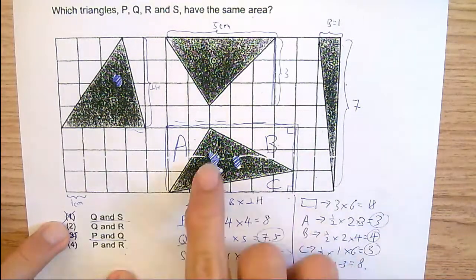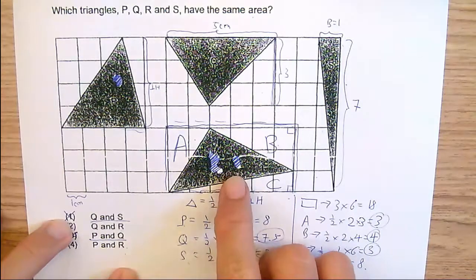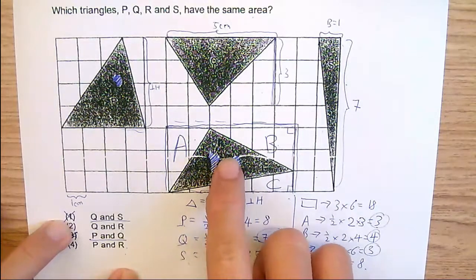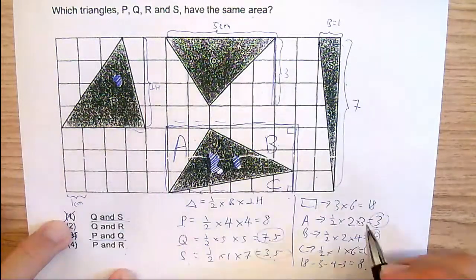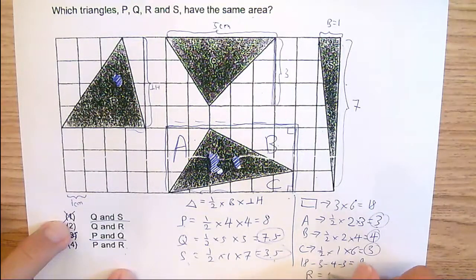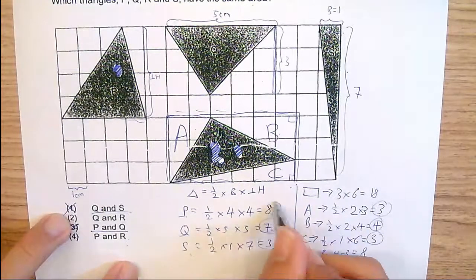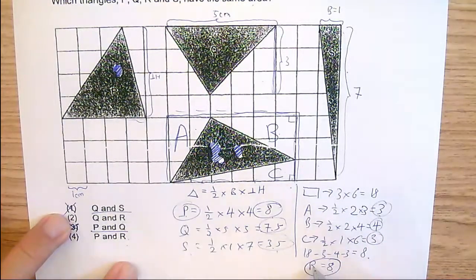Therefore my triangle, this one is triangle S, this is PQR, this is R. My triangle R is equal to 8. Okay, so which one is the same as 8? You're going to see. It will be P. Therefore, it will be P and R. So the answer will be number 4.